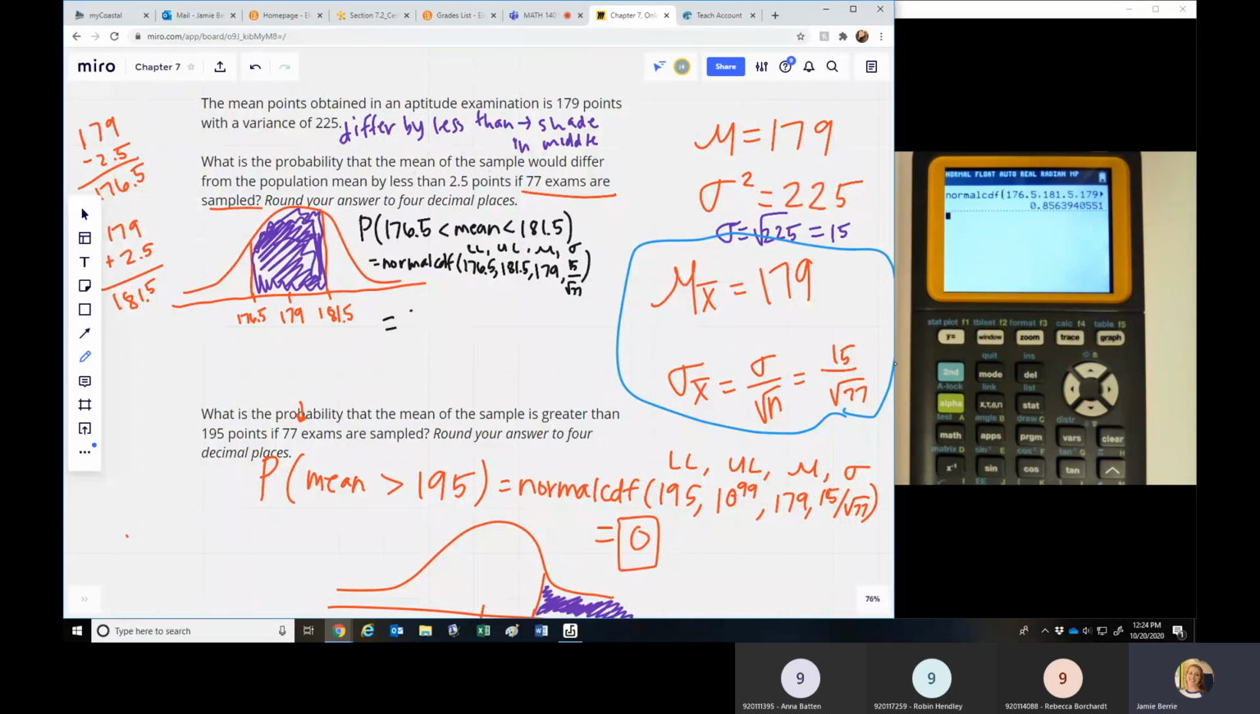And there's our answer, much nicer than the one I made up. Four decimal places would be .8564. So that's about 85.64%.